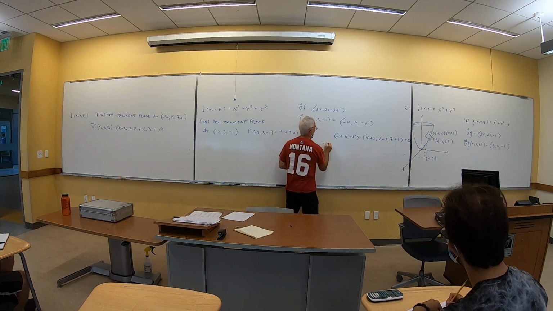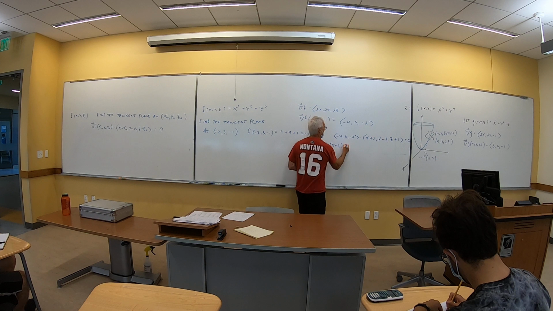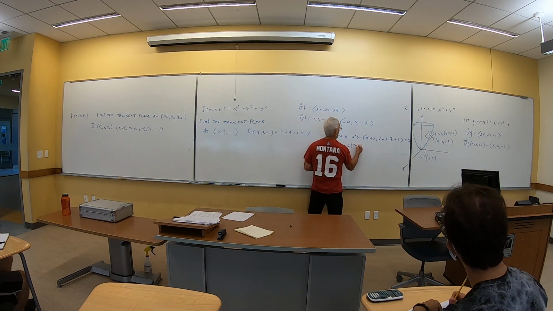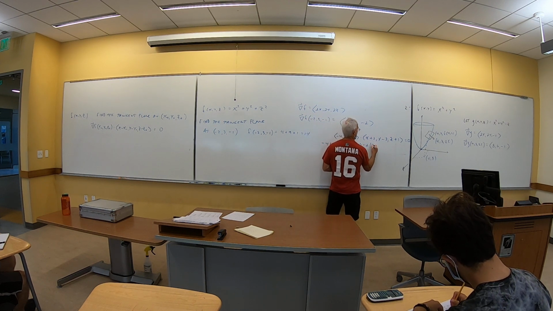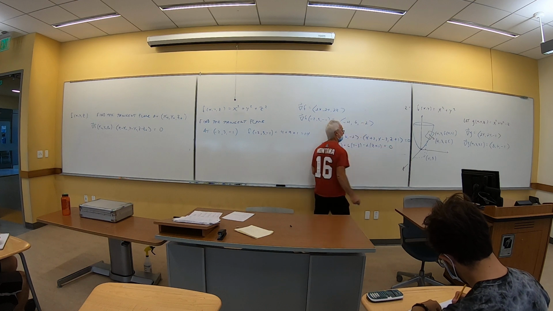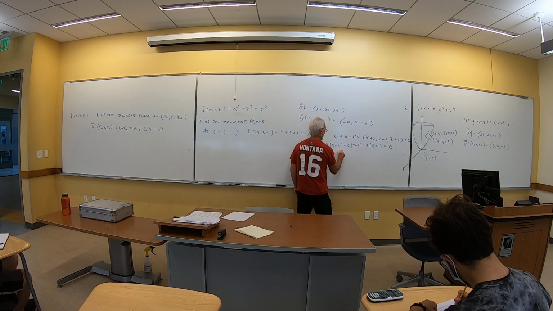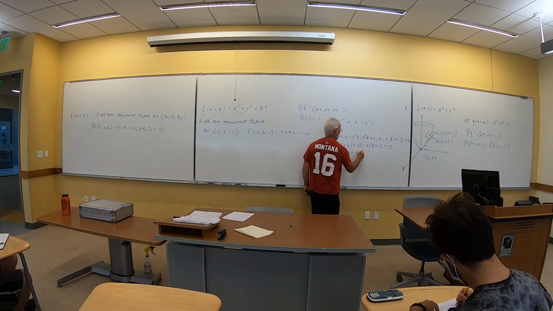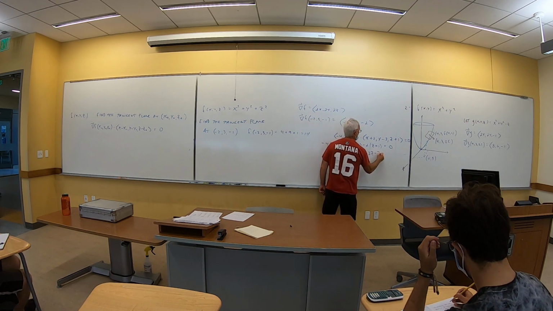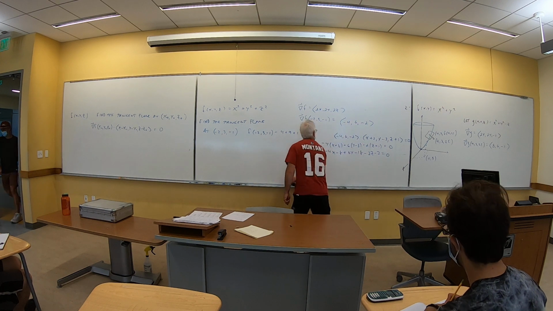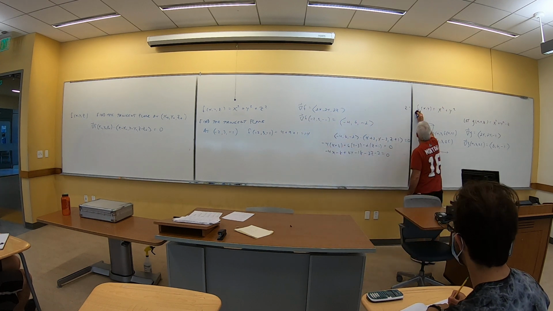So I get negative 4 times (x plus 2), plus 6 times (y minus 3), minus 2 times (z plus 1), all equal to 0. So negative 4x minus 8, plus 6y minus 18, minus 2z minus 2. And I'll move that over here.